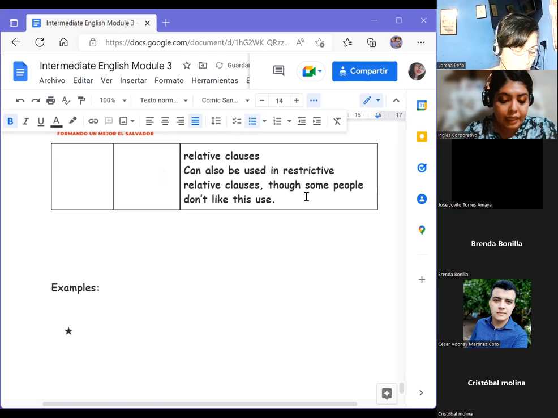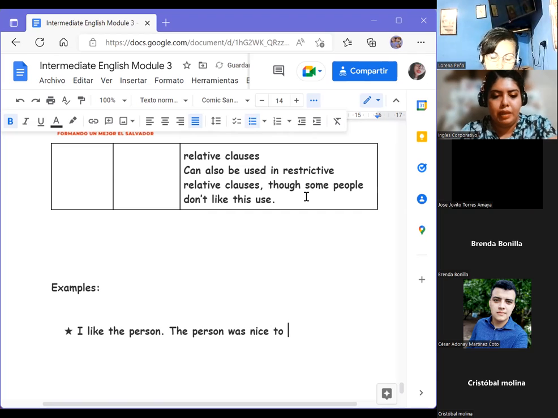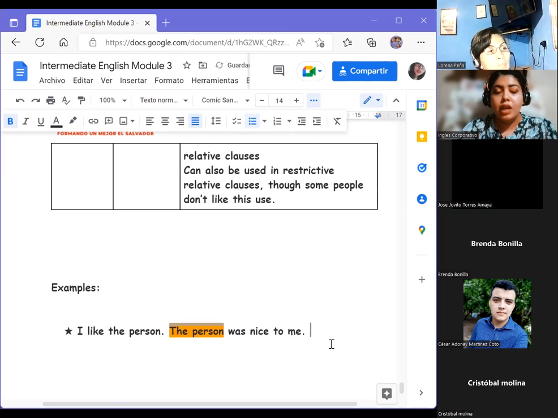This one. And it says, I like the person. And we have a period, and it says, the person was nice to me. So in this case, the subject that we have for this is the person. So we are going to mark with orange the subject for the following sentence that we have in the example.